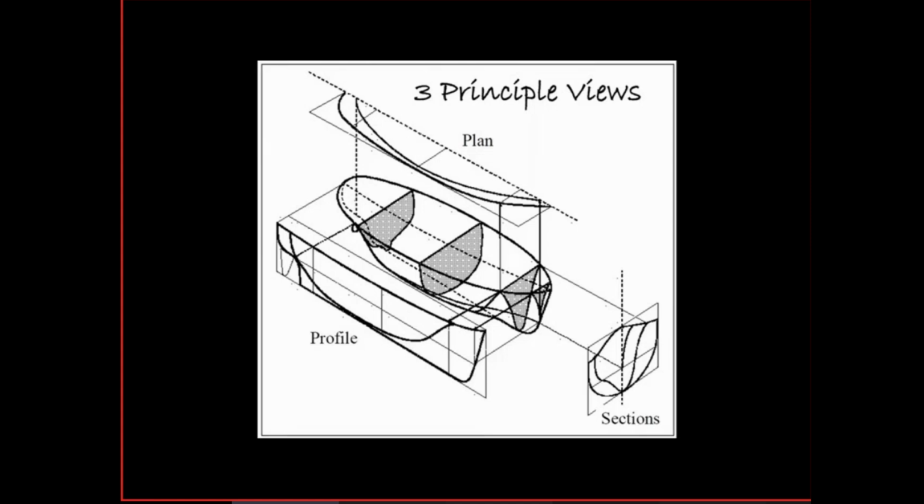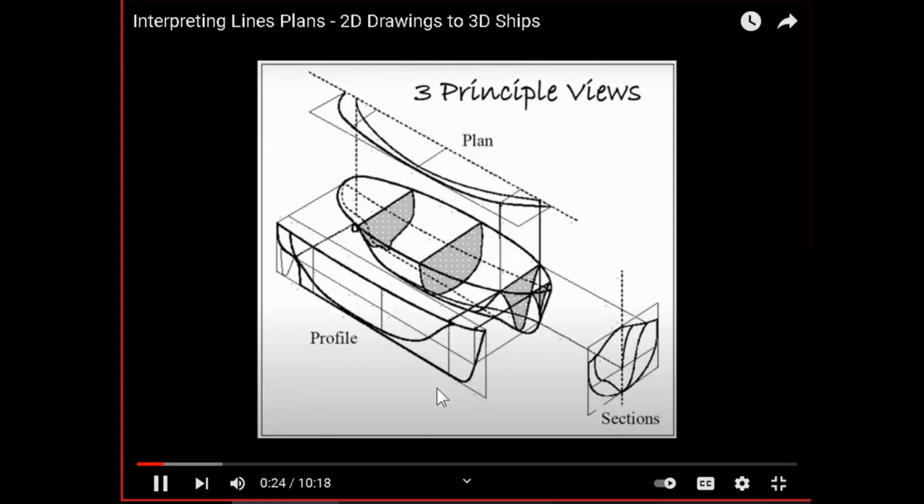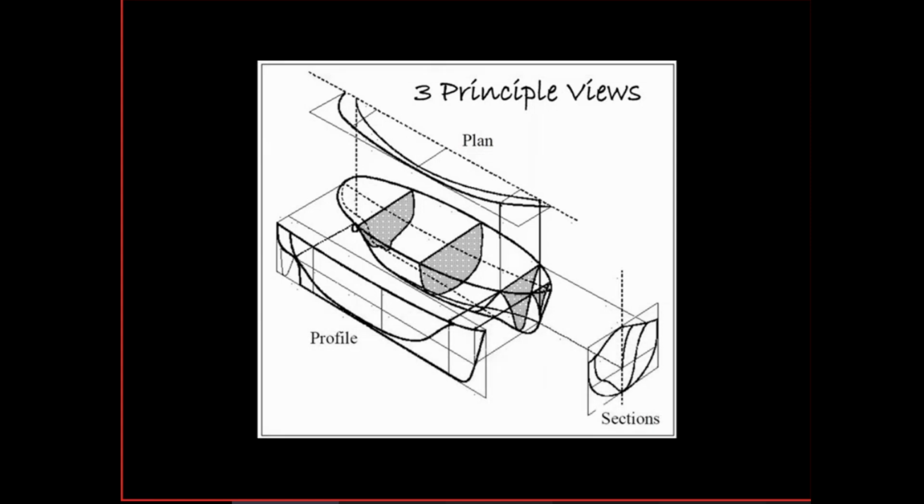Now, a typical lines plan will have 3 different views. One of them is a profile view, which is looking at the ship from the side. Then you also have a plan view, which can also be called a half breadth view, which is looking from the top down. And you also have a section view, which can also be called a body plan view. And that's looking at a ship from the front and the back. With these 3 views, you should be able to get a certain amount of measurements from them, and you would be able to essentially model the hull. So let's take a look at a real lines plan and see how everything works.